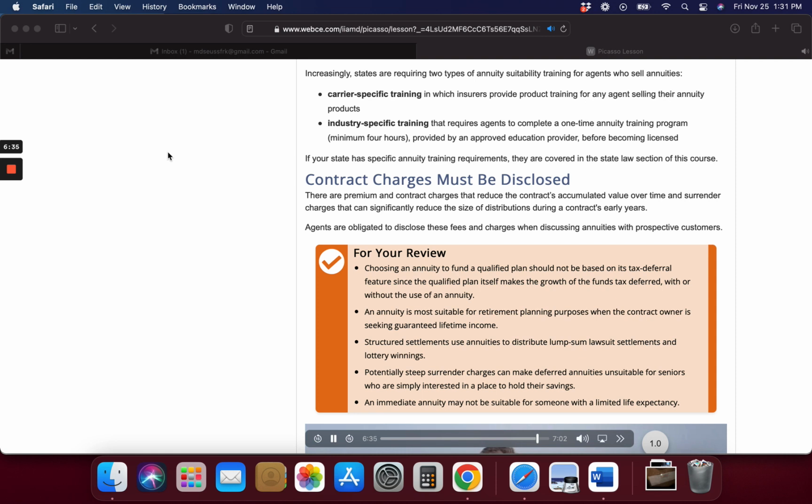Structured settlements use annuities to distribute lump sum lawsuit settlements and lottery winnings. Potentially steep surrender charges can make deferred annuities unsuitable for seniors who are simply interested in a place to hold their savings. An immediate annuity may not be suitable for someone with a limited life expectancy.